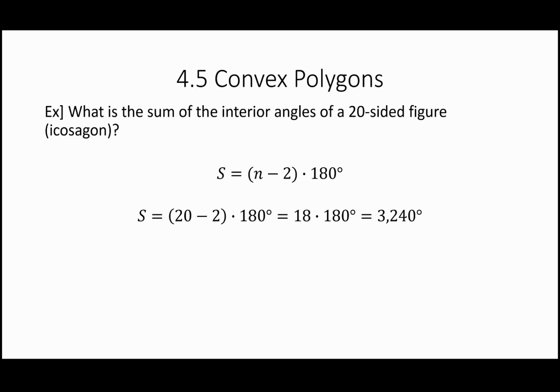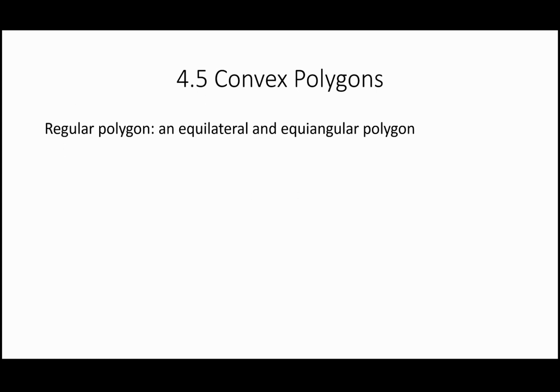If we happen to know that all of the interior angles are the same measure, we could divide by the number of angles in order to determine individual angle measures. But we have to know that all of the interior angles are the same. And there's a term for that, and it's called regular. If a polygon is regular, then it's equilateral and equiangular.